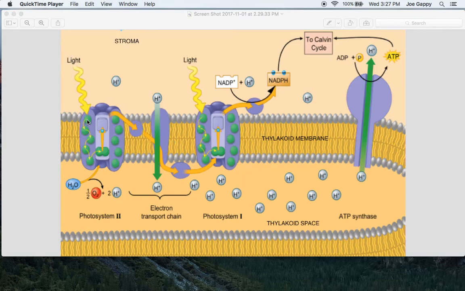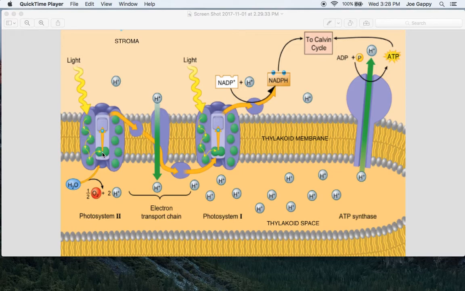Light strikes the chlorophyll inside of photosystem 2, causing the chlorophyll to become energized. The energy is passed along to these chlorophyll atoms, and these particular chlorophyll A's will get oxidized, losing their electrons to a primary electron acceptor. When this occurs, the electrons need to be replaced in the chlorophyll A.